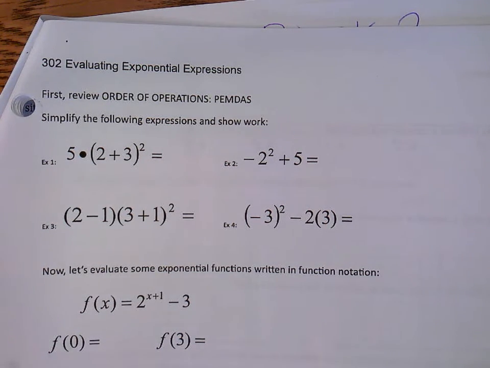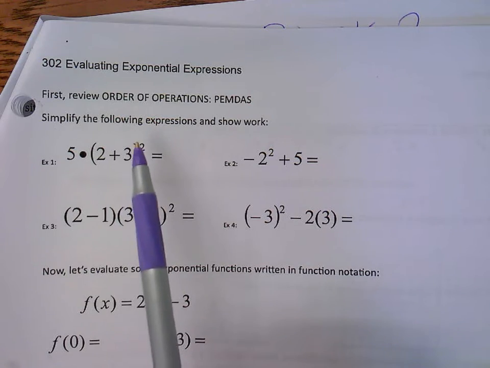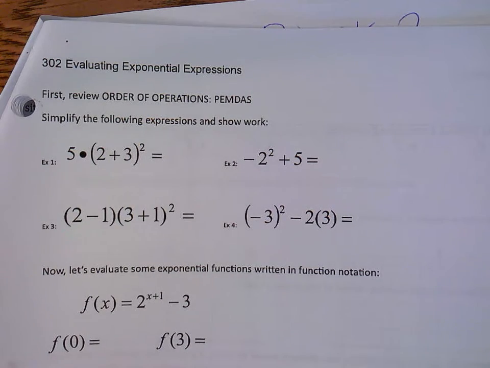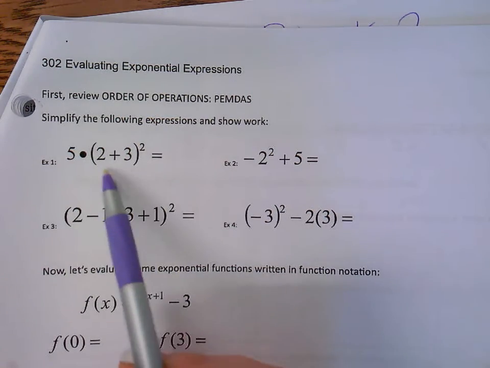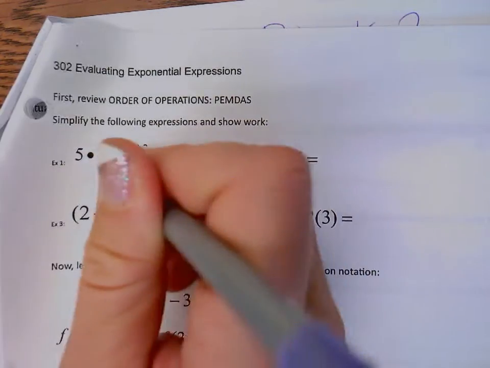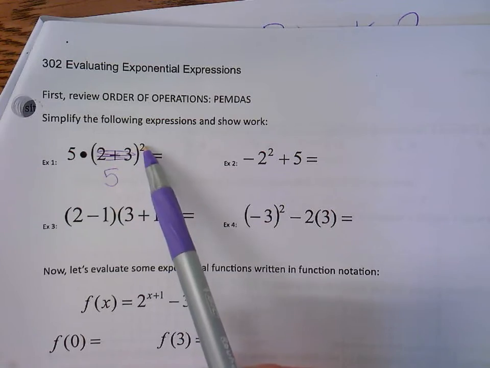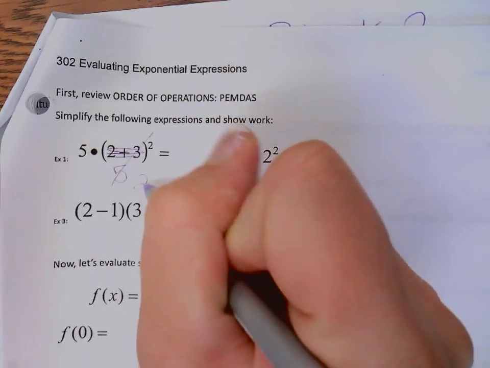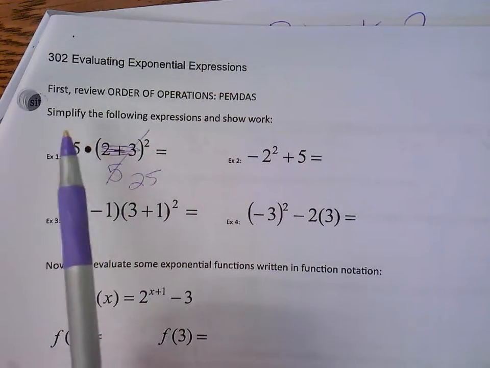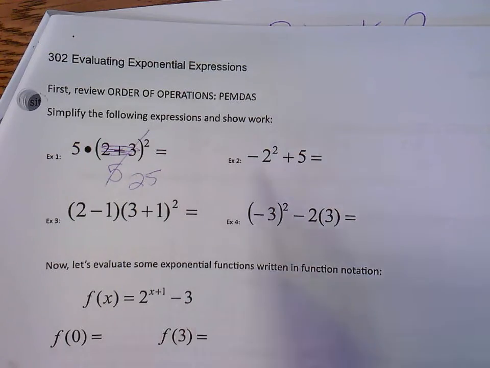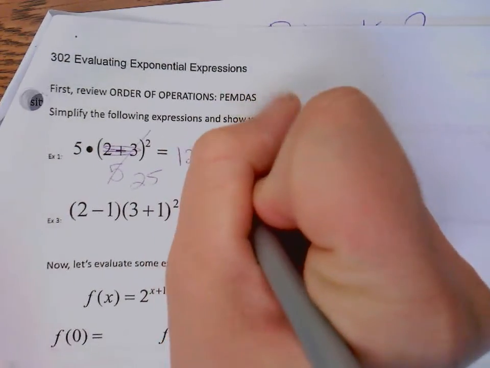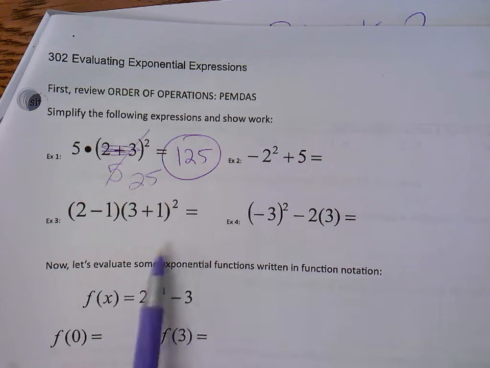PEMDAS, right? Parentheses, then exponents always come first. So I'm going to do the first one and the second one, and then you're going to do examples 3 and 4. But I would do the 2 plus 3 first, right? So that would be 5. Then I would do 5 squared second. So that would be 25. Then I would do 5 times 25. So that's 125. I think these are all small enough that you could evaluate them without a calculator.